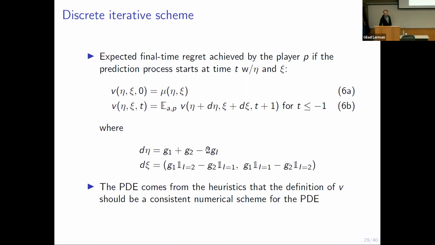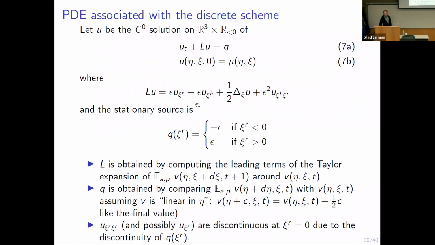Okay. So this d eta and dxi represent, reflect how the state variables are incremented if this game is played. And the PDE really comes from studying the Taylor expansion of this quantity. It's not going to be C2. So okay, so what is this PDE?